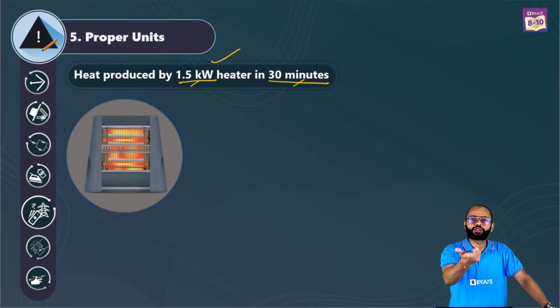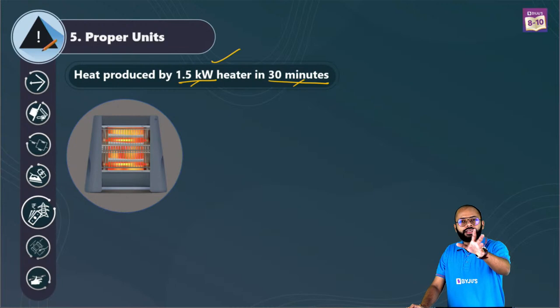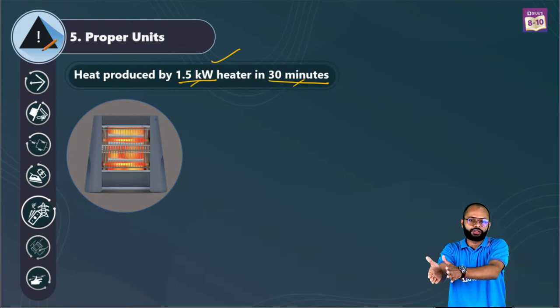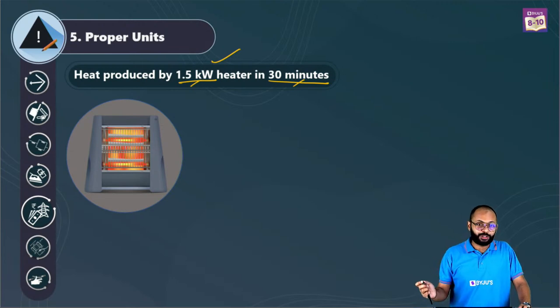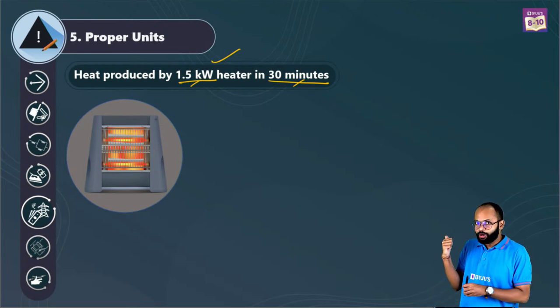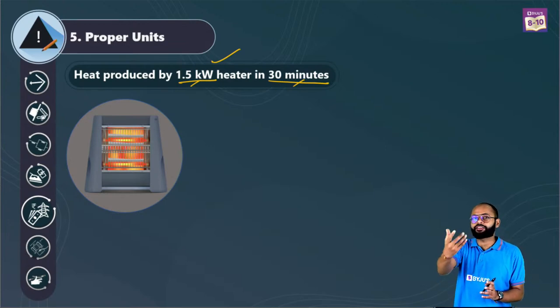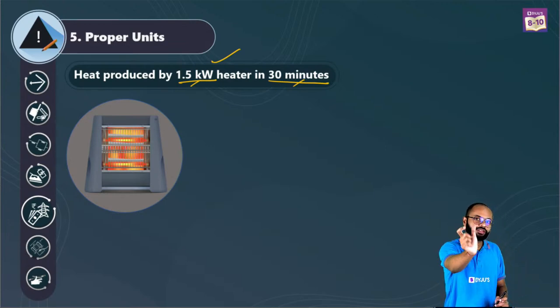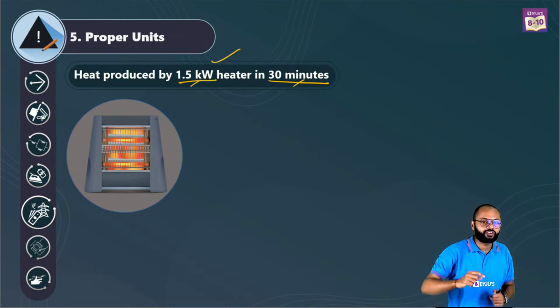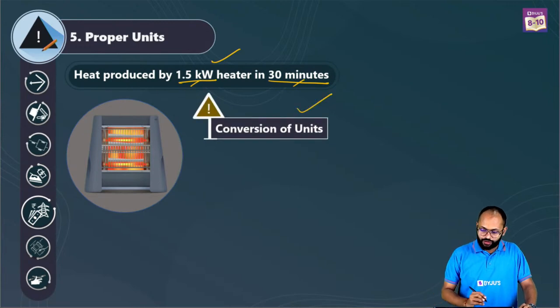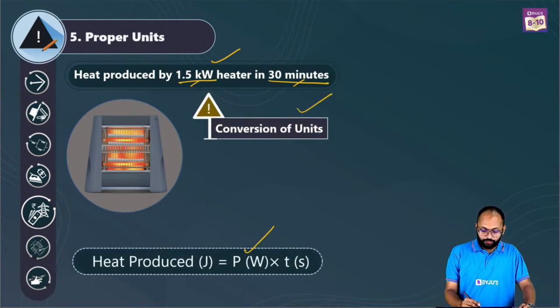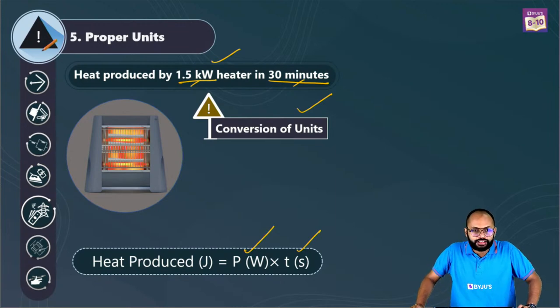Heat, the unit is joule. How to find heat? Power into time. Power is in watts, time is in seconds, then you get joule. Not minute to hour. You are finding heat produced. I'm not asking how much you have to pay or how much energy you have consumed, but how much heat. When you say heat, you go for joule, and that's why you convert into seconds.